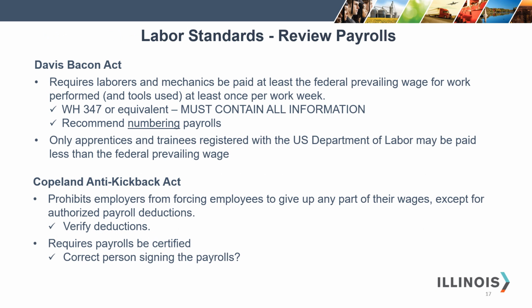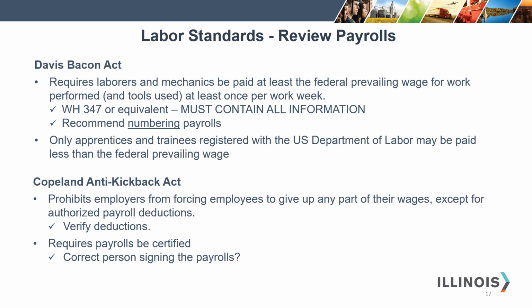Okay, now we're going to move on to payrolls. The Davis-Bacon Act requires laborers and mechanics be paid at least the federal prevailing wage for work performed and tools used at least once per week. WH 347 or an equivalent can be used for payrolls.